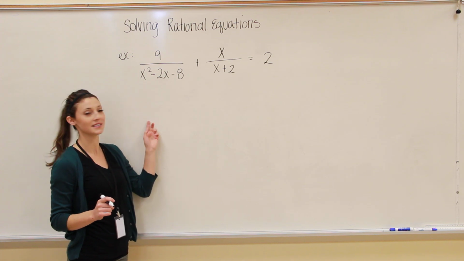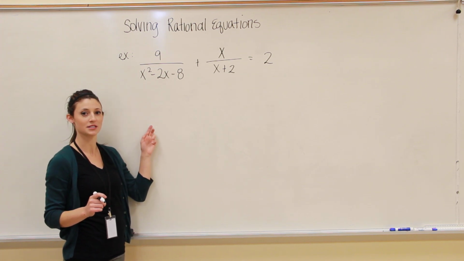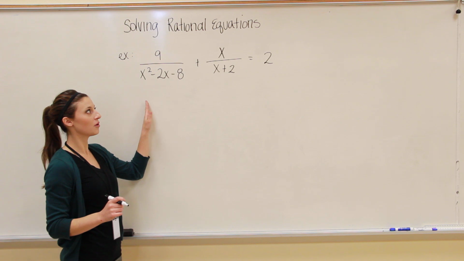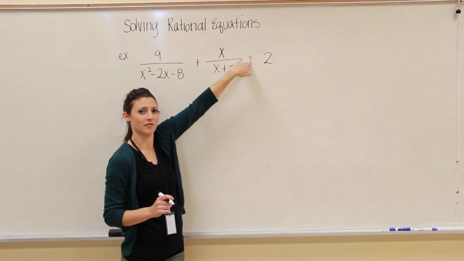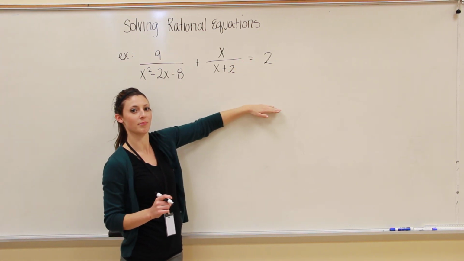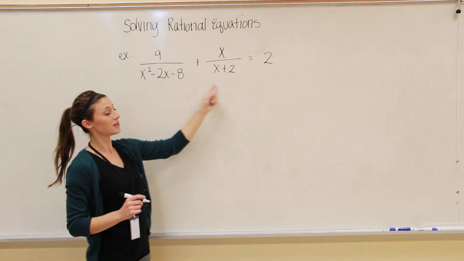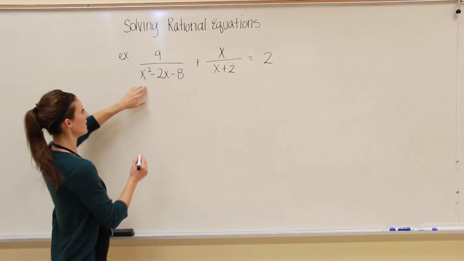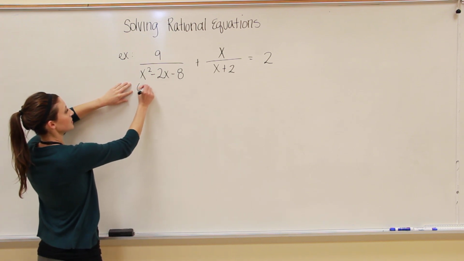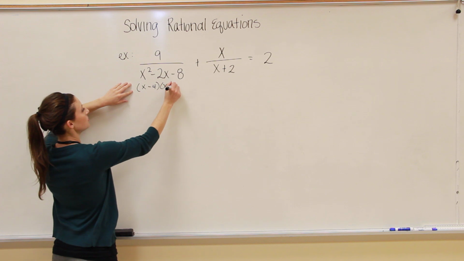Alright, so today is the second day of solving rational equations, and your whole goal on these, since you have that equal sign, is to go ahead and fraction bust, so that way you have a nice easy problem at the end. So if you want to fraction bust, look for the LCD first so you can multiply by that. To find the LCD of this, you've got to factor it. It's going to be x minus 4 times x plus 2.